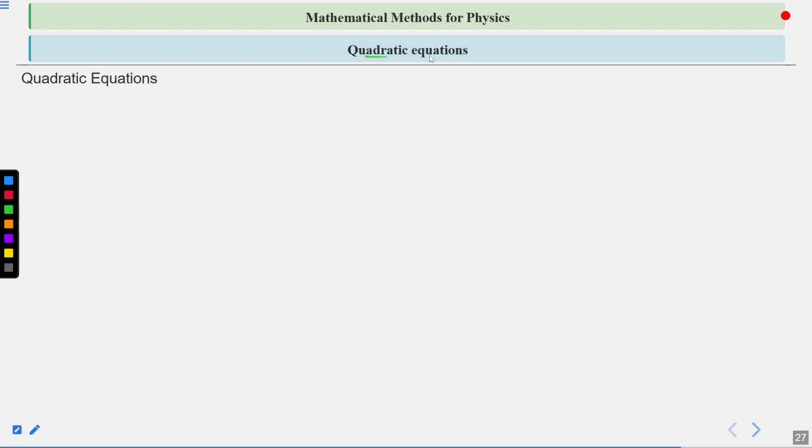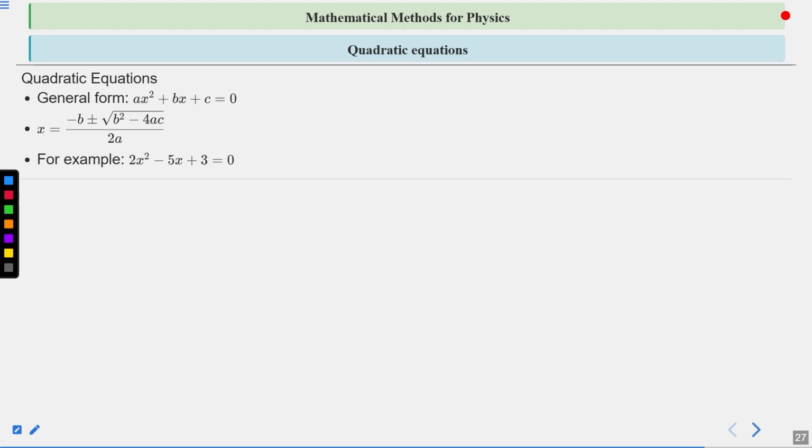Quadratic equations. The general form of the quadratic equation is ax square plus bx plus c, where a, b and c are the coefficients. To find the roots of this quadratic equation, the formula is x is equal to minus b plus minus under root b square minus 4ac, divided by 2a. This is important. This is the formula to calculate the roots of the quadratic equation.